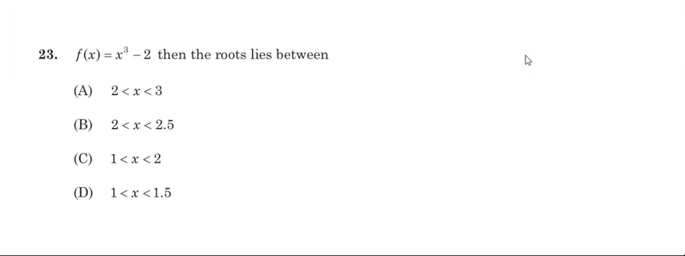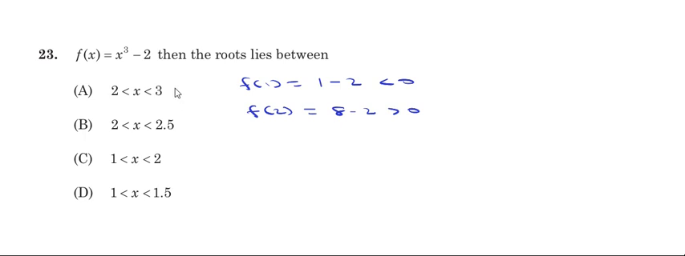So next question. This question also can be solved easily. F of x equal to x cube minus 2, then the root lies between. So we can substitute values for x. The interval starts at 1, so we will start with 1. F of 1 equal to 1 minus 2, so 1 cube is 1. So this is less than 0. And we will find f of 2. So f of 2 is 8 minus 2. So this is greater than 0. Therefore the root lies between 1 and 2.